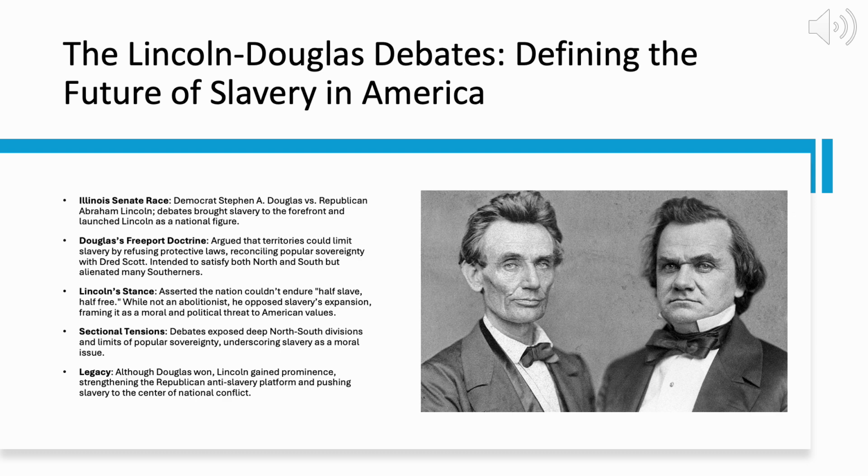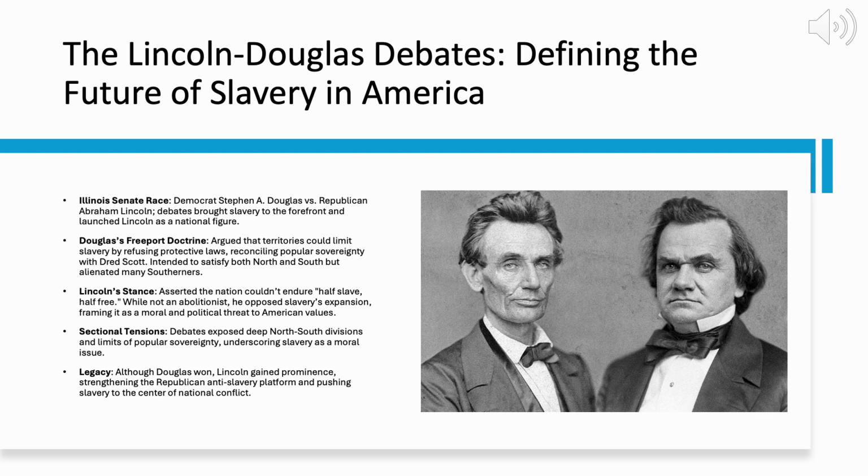brought the issues of slavery and sectionalism to national attention. Lincoln's articulate arguments against the expansion of slavery gained him a significant following, and though Douglas won the Senate seat, Lincoln's performance elevated his status as a leader of the Republican Party.